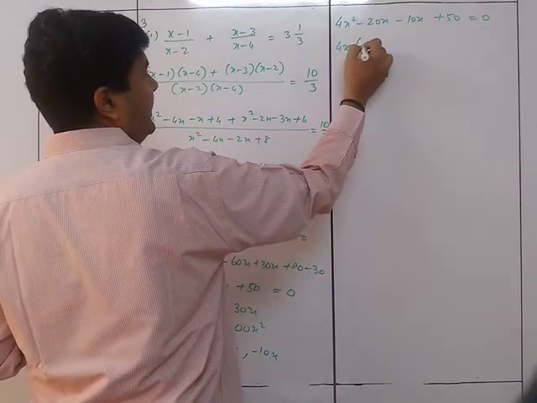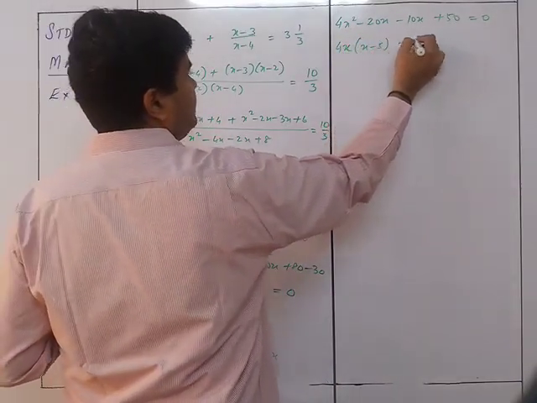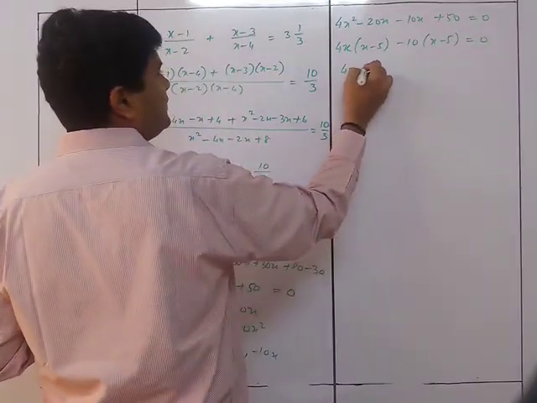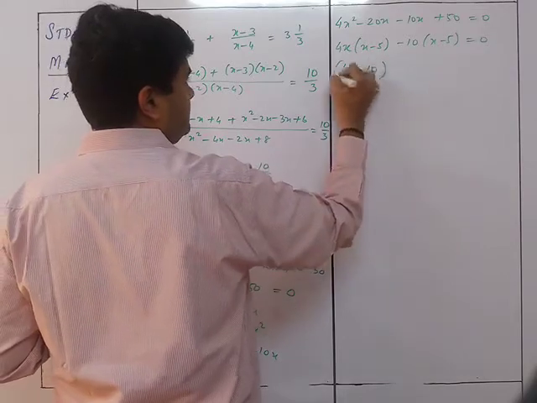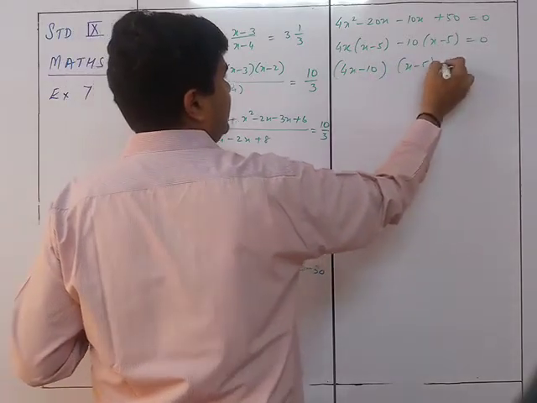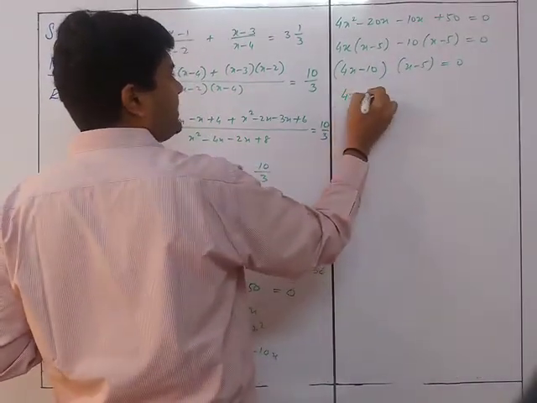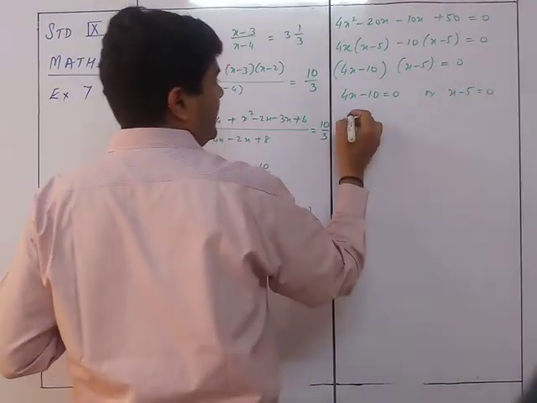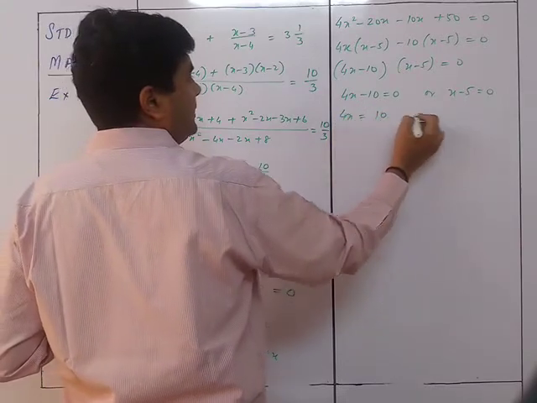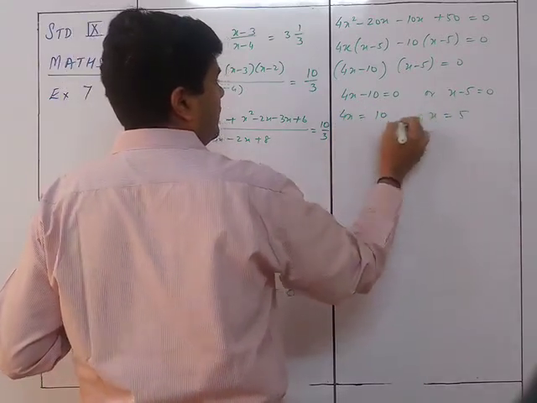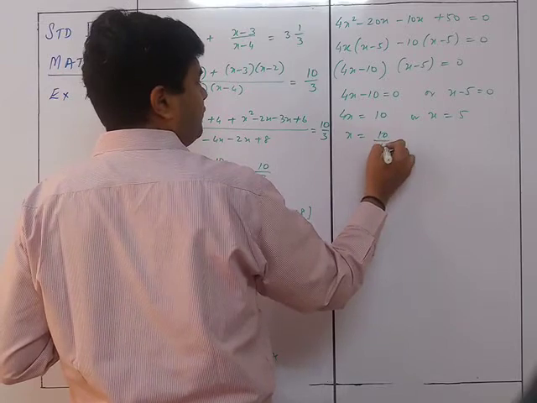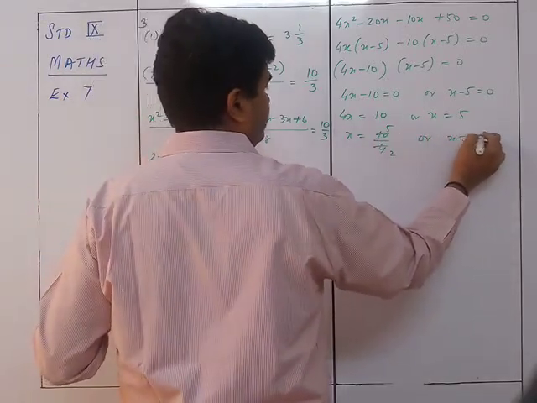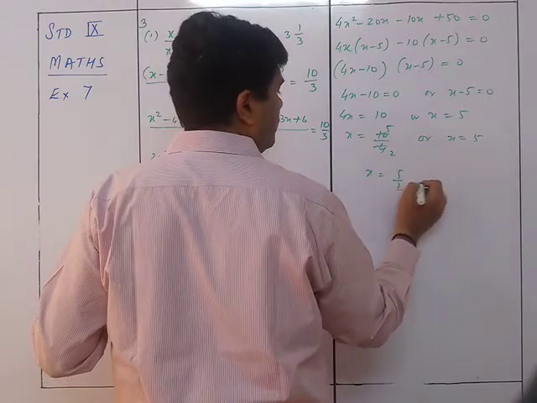4x common, x minus 5 minus 10 common, x minus 5 is equal to 0. So 4x minus 10 and x minus 5 is equal to 0. So 4x minus 10 is equal to 0 or x minus 5 is equal to 0. 4x is equals to 10, x is equals to 10 upon 4, that's 5 upon 2, or x is equals to 5. So x is equals to 5 upon 2 or 5.